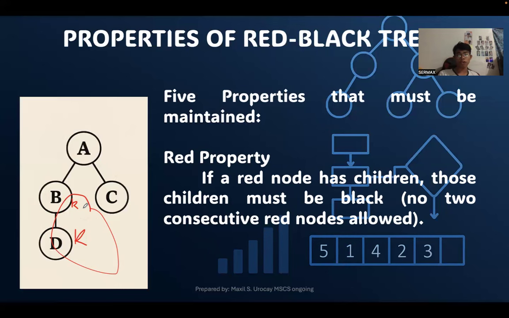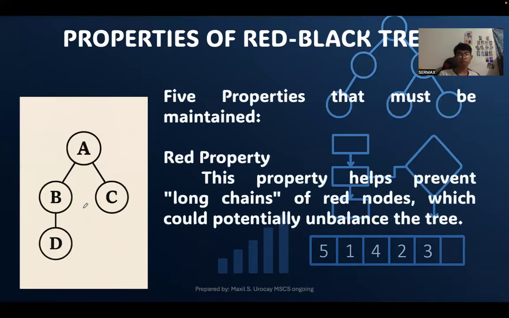Since this is also a recursive manner, we have to observe from the leaf node up until the root node. So you will begin to check, that's why there is a pointer right there, the child node, and then the parent node, and then the grandparent node. Now, this property helps prevent long chains of red nodes, which could potentially unbalance the tree. If there are two consecutive red nodes, that is considered a violation of the red black tree.